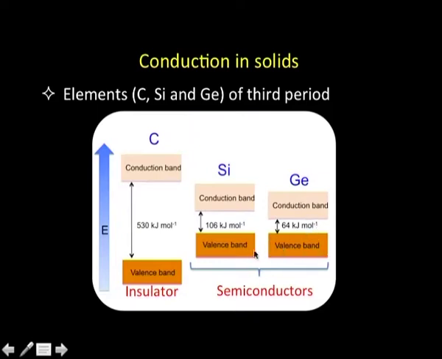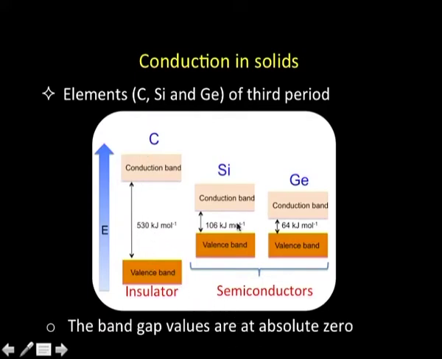Now, what happens in these two cases of silicon and germanium is that when some amount of energy is given to the system, the electrons can go from the valence band to the conduction band, and they can conduct electricity to some extent. Since they cannot conduct electricity like metals, they are called semiconductors, whereas carbon happens to be an insulator, as it cannot conduct electricity. The reason being that this band gap is very large. The numbers I have given here for the band gaps are the values at absolute 0. At room temperatures, it will be slightly different.